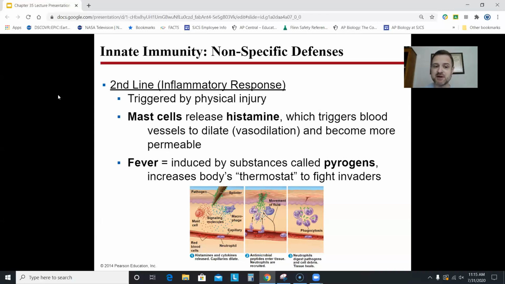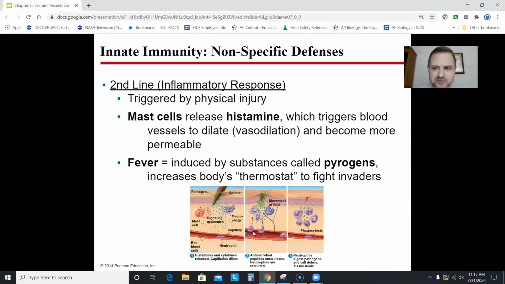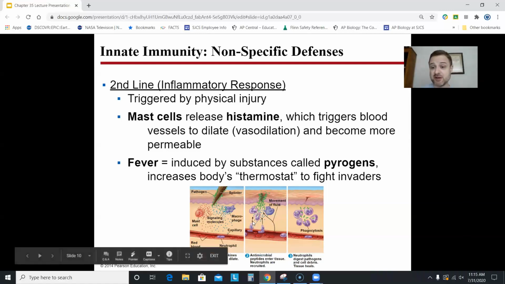That is an inflammatory response. If you look at this diagram here, I have a wound. Here I have a splinter. There's bacteria on the splinter, so this is super bad. The mast cells secrete histamine, which causes the blood vessel to dilate. It becomes more permeable. So these, neutrophils actually, leave your blood and go into the surrounding tissues and take care of the pathogen.